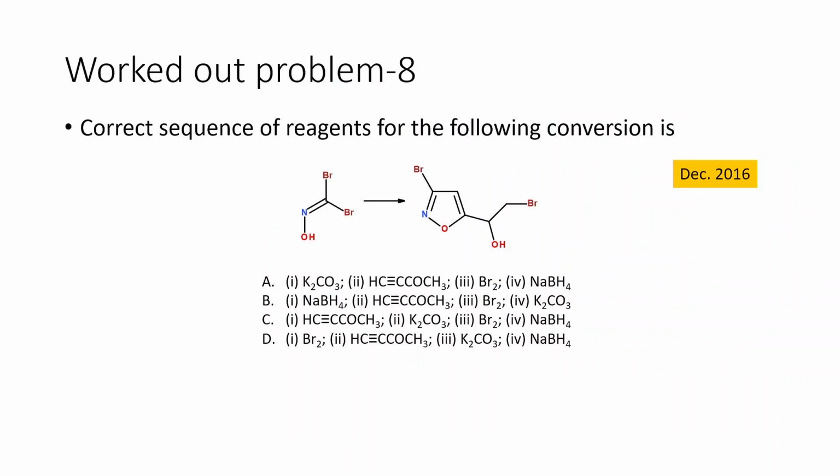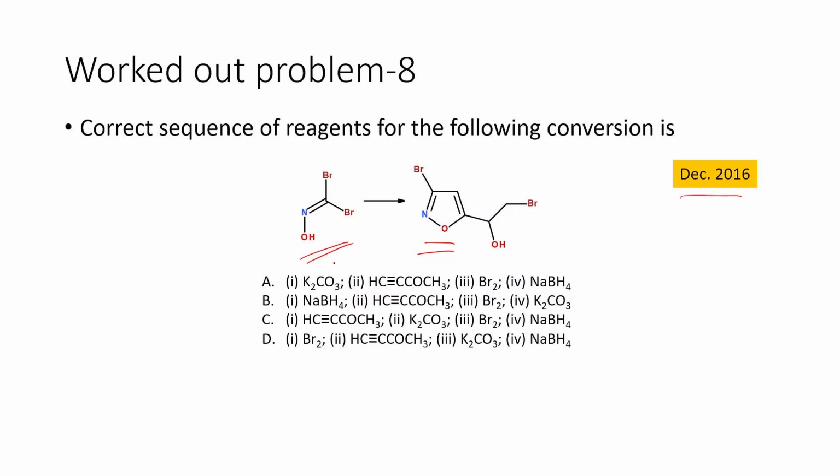So here the question is the correct sequence of reagents for the following conversion. Here a dibromo alkene is given, and that is converted to a cyclic derivative. So this is nothing but the isoxazole derivative. We are going to find out how the reaction actually proceeds, or what are the steps involved. This question was asked in December 2016.